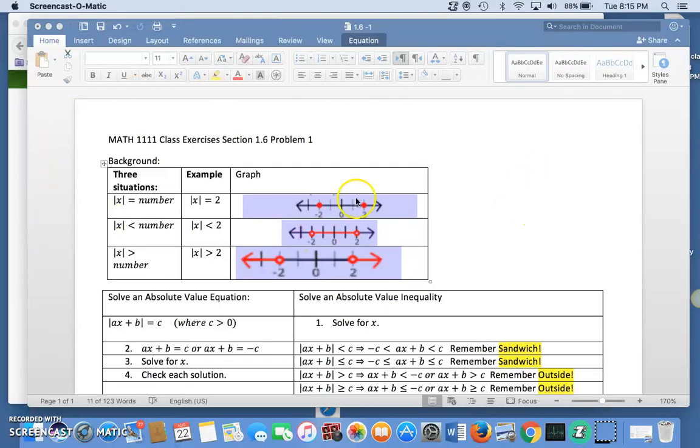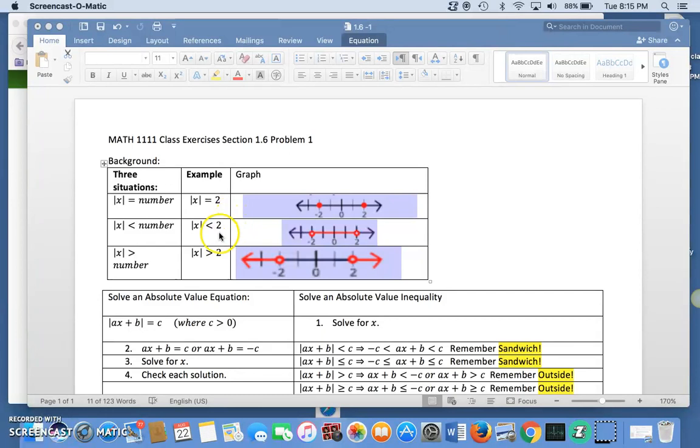Okay, notice the problems and so forth here. We're talking about absolute values. There's three basic situations. It can either be equal to, less than, or greater than the number. If it's equal to a specific number, it's either the negative or the positive of that exact number.